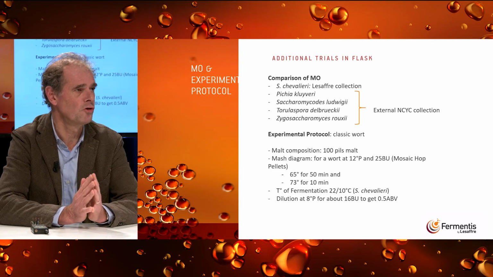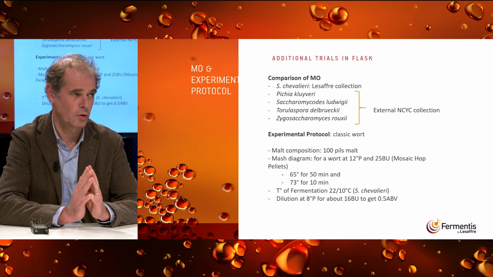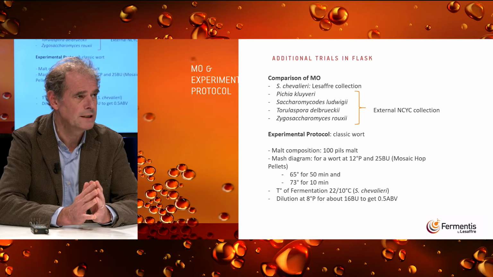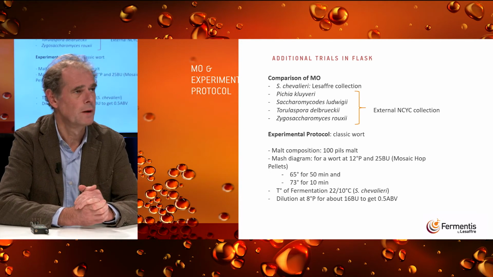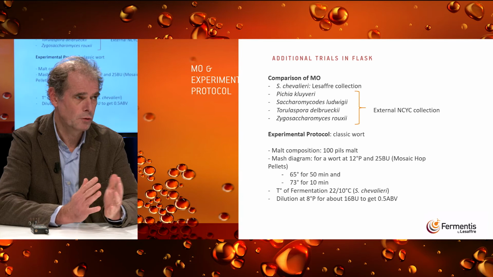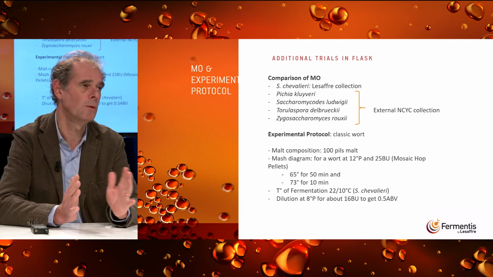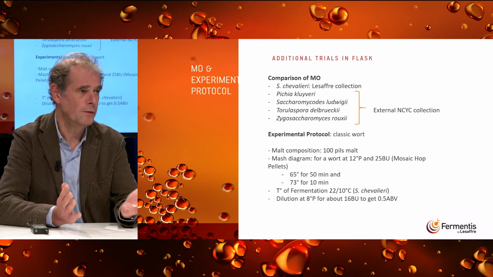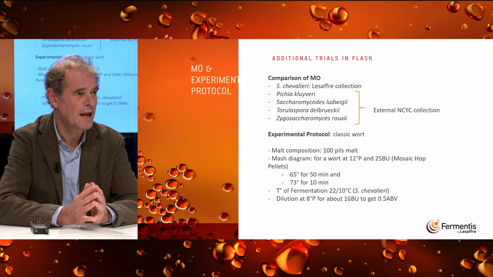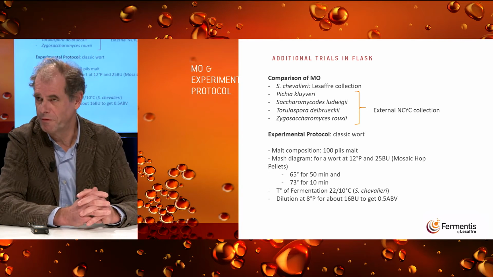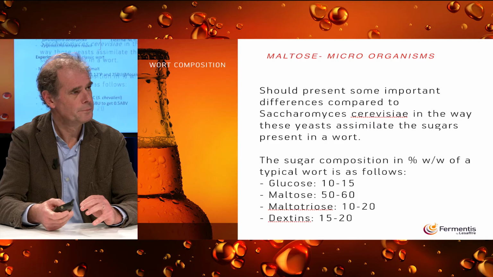The experimental protocol was a classical wort, as mentioned before, with no specificity, so a 100% malt composition. The diagram was classic: 65 degrees C for 50 minutes, 73 for 10 minutes, and we produce at 12 Plato with Mosaic hops for a target of 25 BU. Fermentation temperature had two conditions for the Saccharomyces chevalieri, and only one condition, 22 degrees C, for all the other microorganisms. The target was a dilution to 8 Plato to get something close to 16 BU, corresponding to about 0.5 ABV. We'll see the results here.